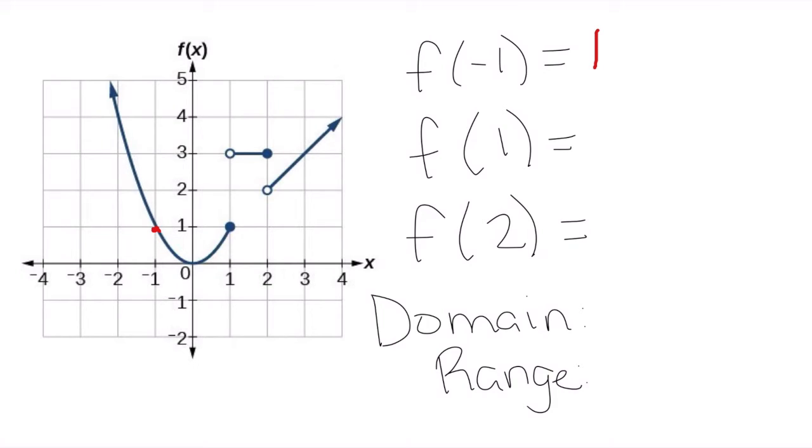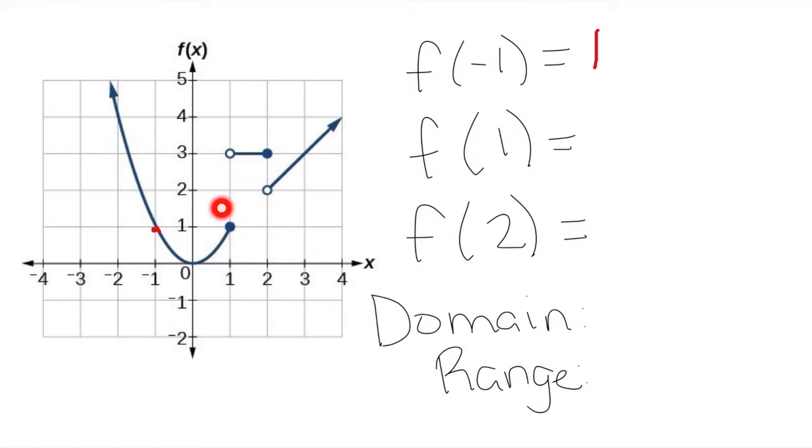The next one we're going to look at is f of 1. So again, we're going to look for 1 on the x-axis and follow it up to the graph to see what the output is. Here, it looks like there's a break at 1. So do we use 1 or do we use 3? Well, how would we know? Notice that there's a difference between 1 and 3.